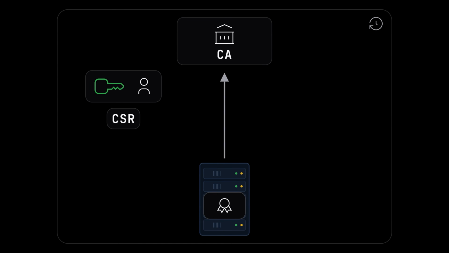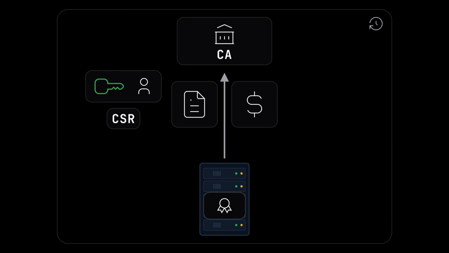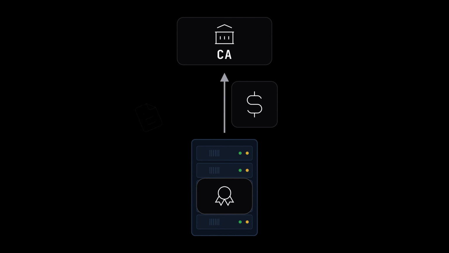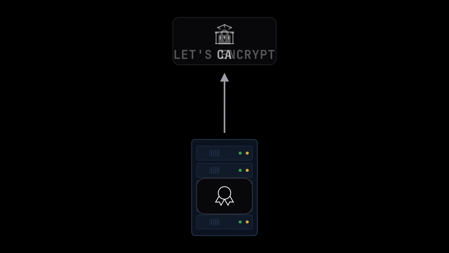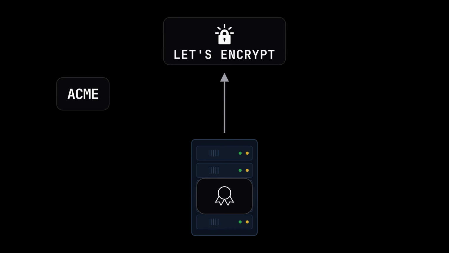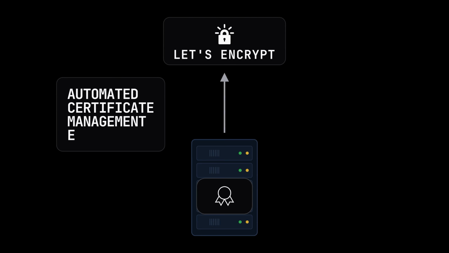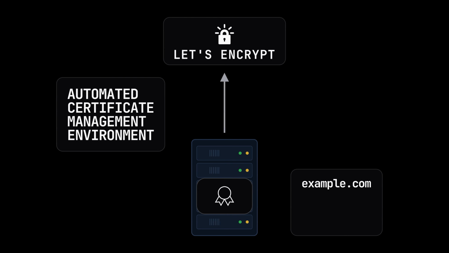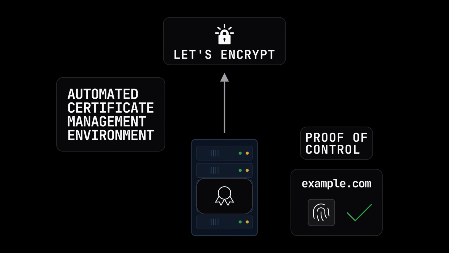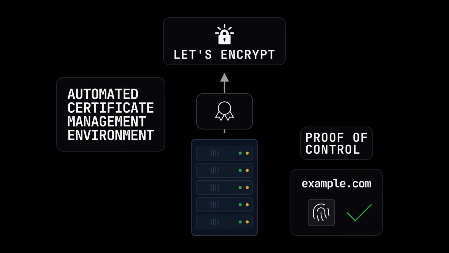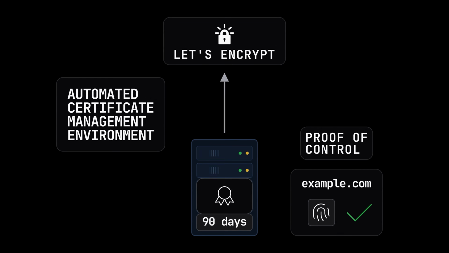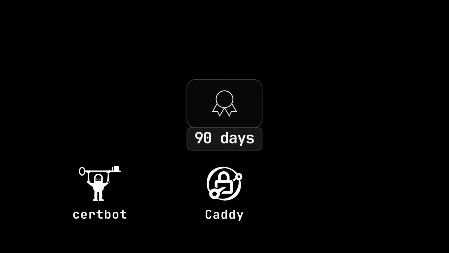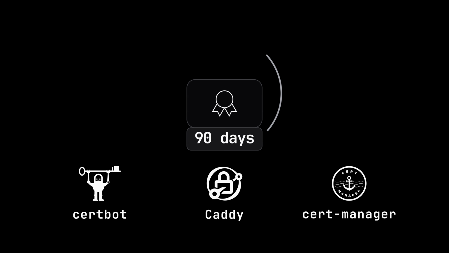Historically, this was a manual process that you had to pay for, but today most of the web does this automatically and for free using Let's Encrypt and the ACME protocol, the Automated Certificate Management Environment. Basically, your server proves control of the domain that you're asking a certificate for and gets issued a certificate valid for only 90 days. Tools like Certbot, Caddy, or cert-manager handle certificate issuance and renewal without your intervention.